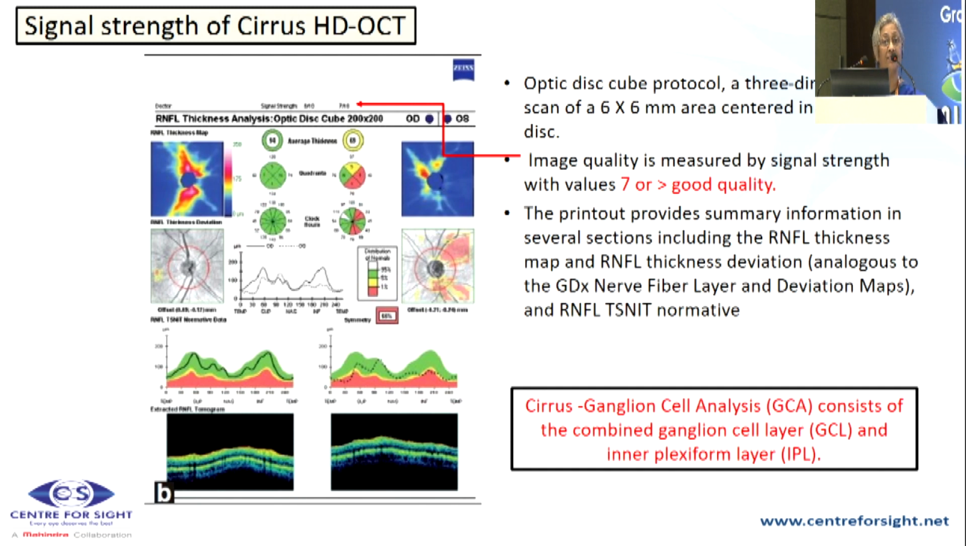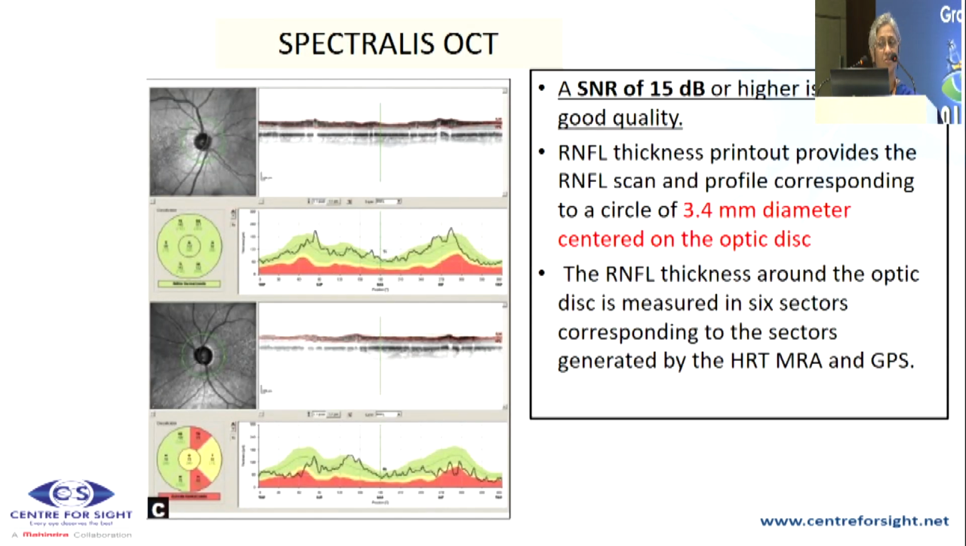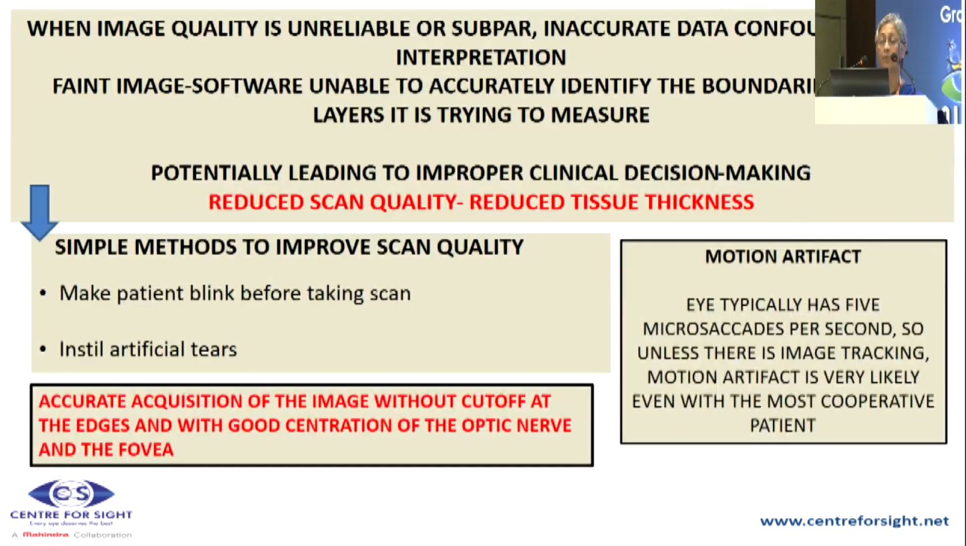Now where is the 7? You have to hunt for it. It's right at the top. Just look at this at the top over here. So please hunt for that. Before you look at the printout, look at the signal strength. Now we come to Spectralis OCT. In this, it is the signal to noise ratio. Now this is of 15 decibels. Again, where is it present? Again, it is present at the top. So this is something that you all must look at before we go on to the actual examination of the OCT.